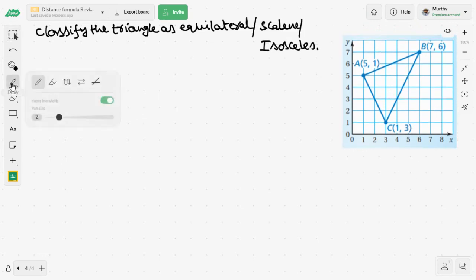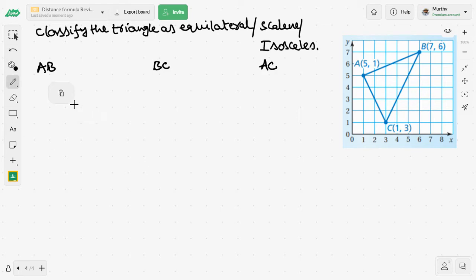Okay. Then to classify, you first find the distance of AB, distance of BC, and distance of AC. Distance means nothing but the length of the line segment. Distance between 2 points or length of line segment, it's one and the same. Once you find it, we'll talk about that after finding the distance of these three. So let me take first distance of AB, distance of BC, and distance of AC.